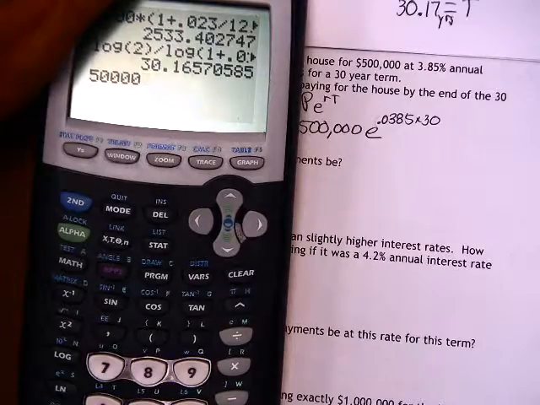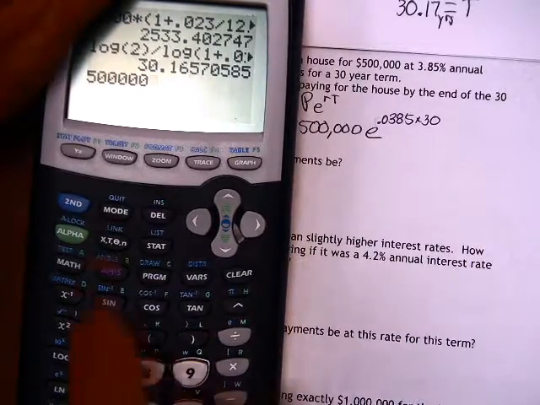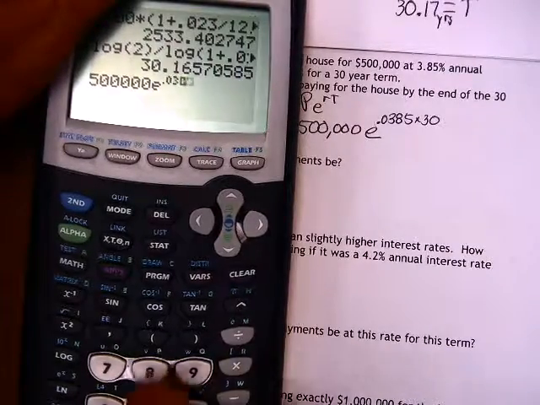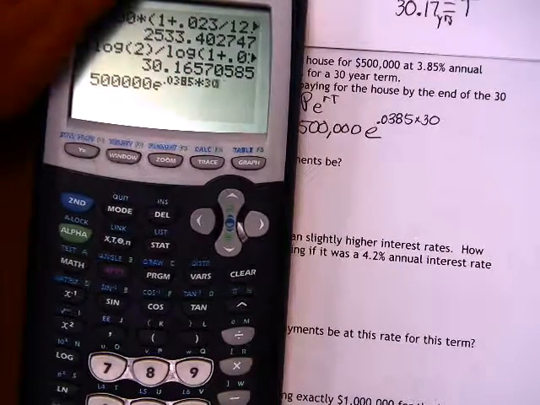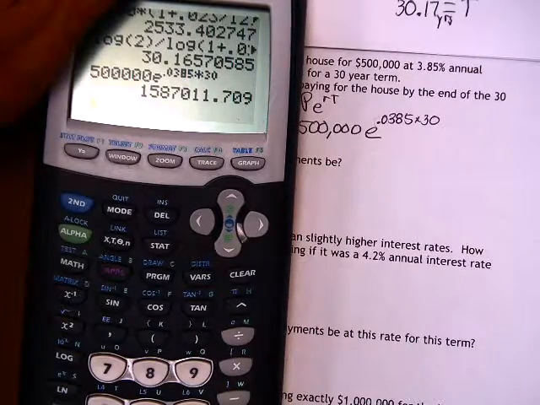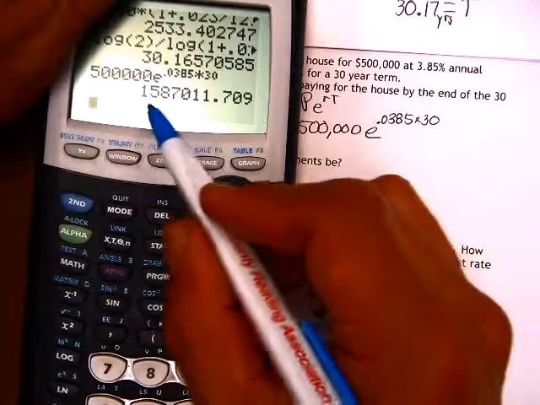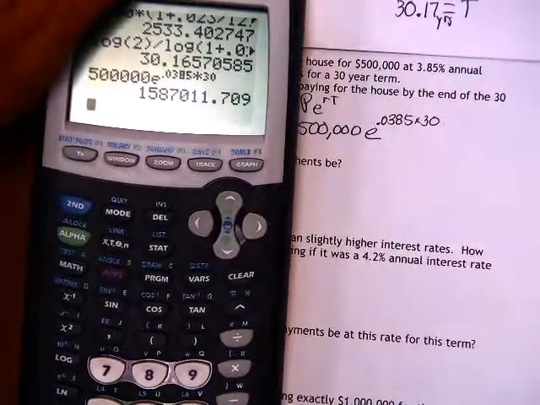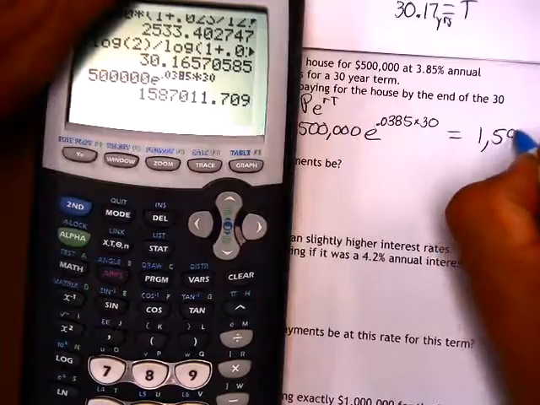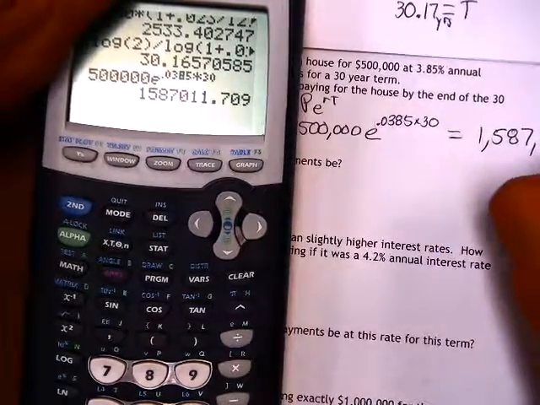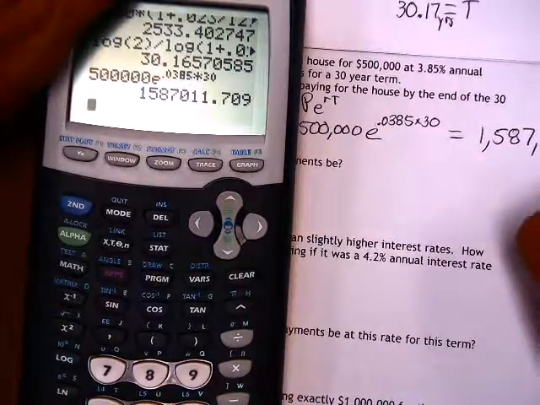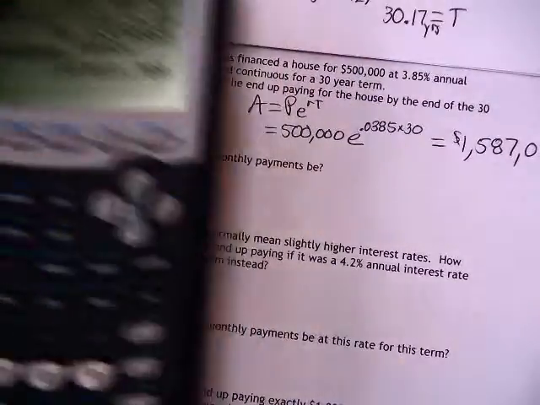So we have 500,000 right there. We have e to the x, 0.0385 times 30, and we will get our answer of, when you look at it carefully, 1.5 million. So that's equal to $1,587,011.71 if you want to get technical.